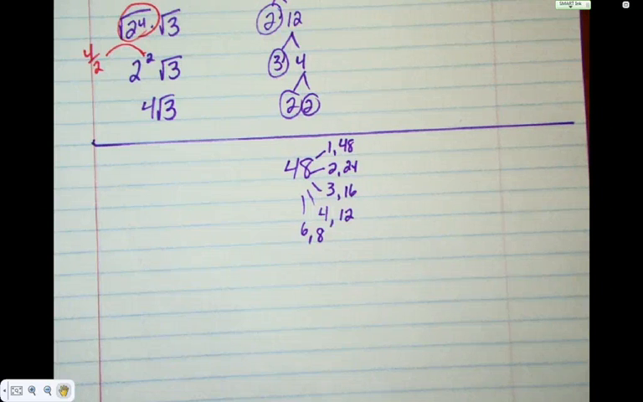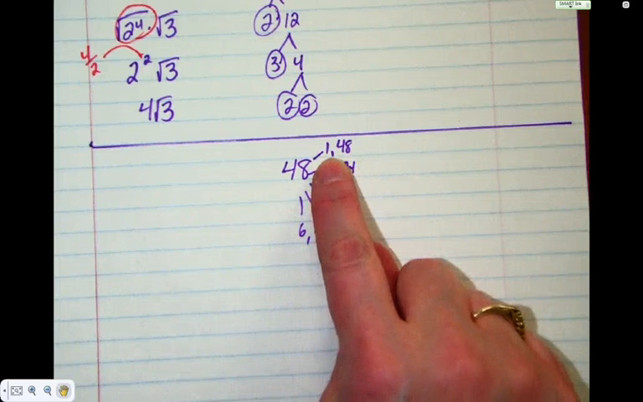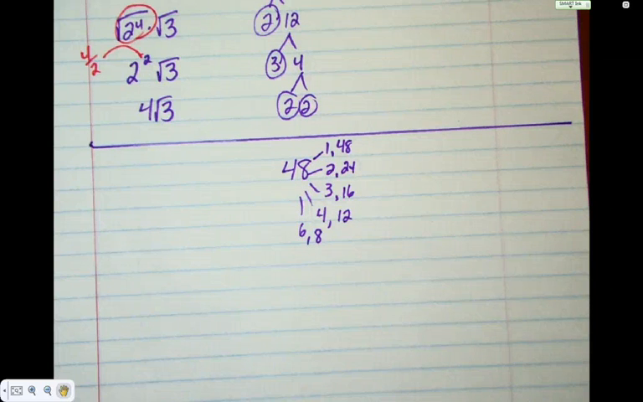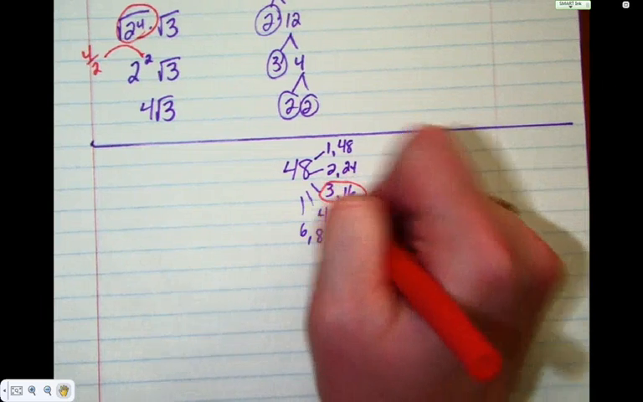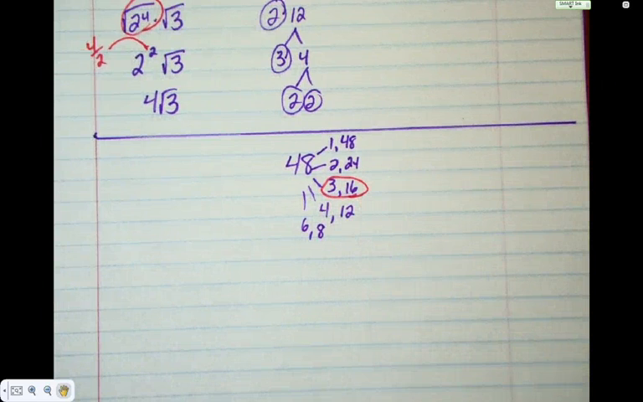Circle the group that has the largest perfect square number. So 1, for example, is a perfect square, but is there a group that has a bigger perfect square number? Which group? 3 and 16 is the group that has the largest perfect square. Remember 2 days ago we memorized the perfect squares 1 through 10. So we're looking for 1, 9, 16, 25, etc.